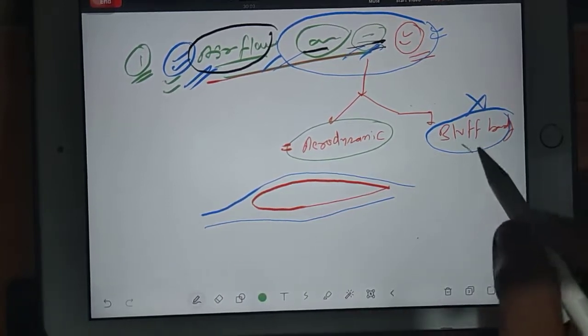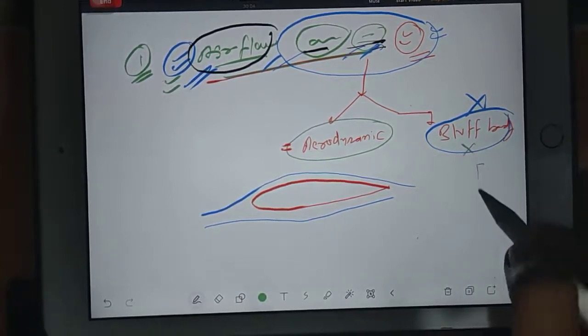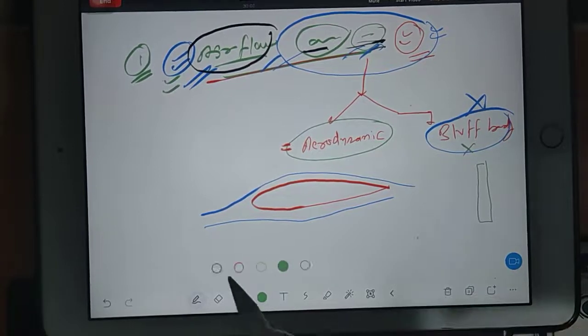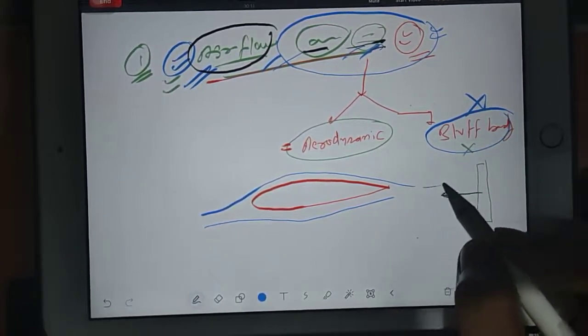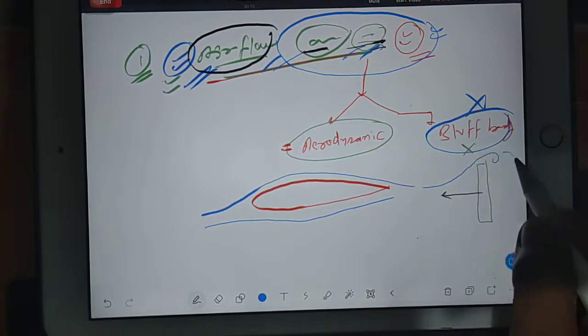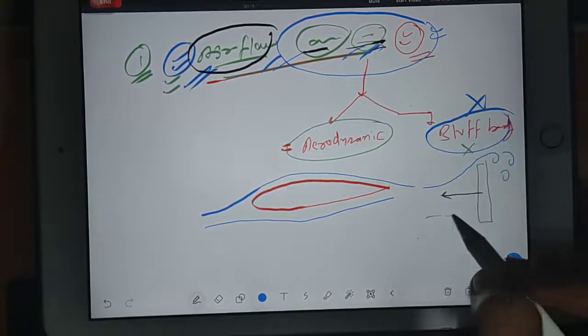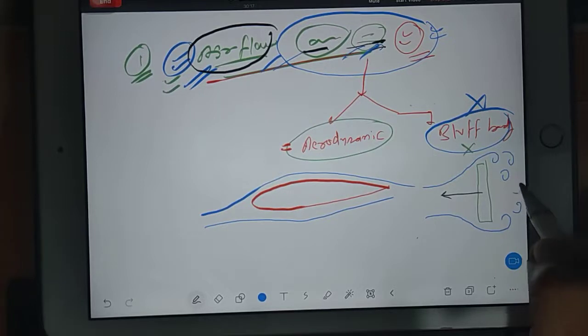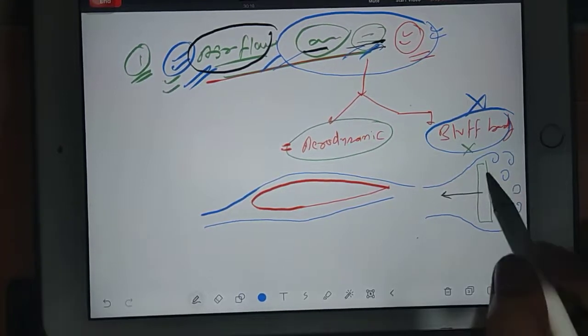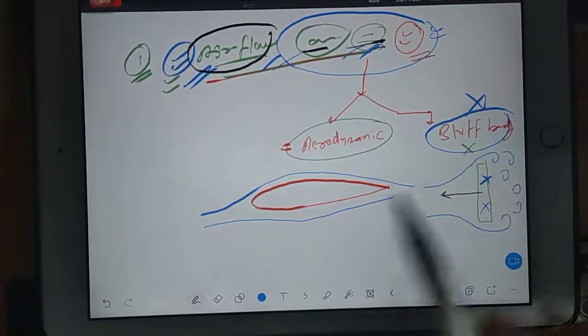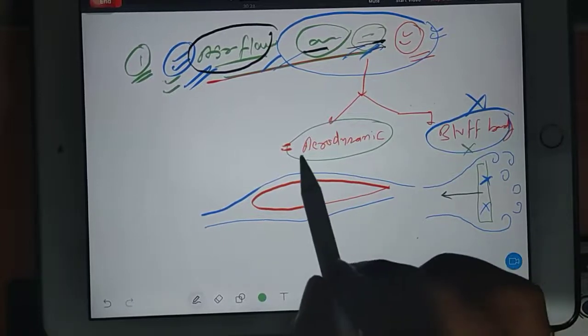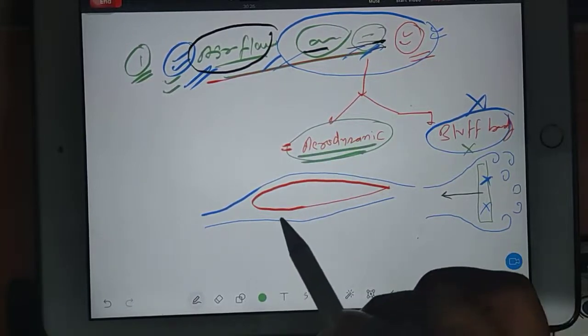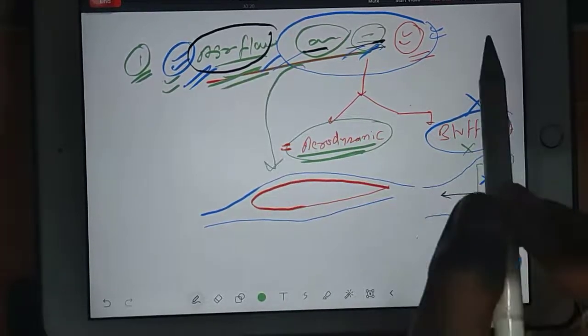And what kind of object is a bluff body? Suppose there's a plain plate. This plate is going in this direction. Then air will go and hit the plate and it will start curling like this. So this kind of situation is known as a bluff body. We have to bother about aerodynamic shape objects and airflow around these types of objects.